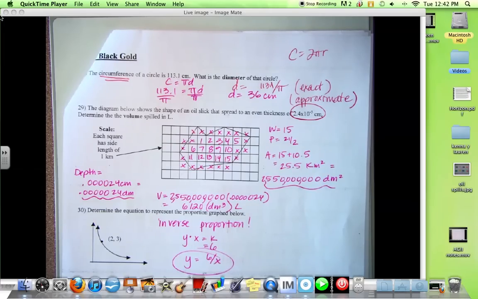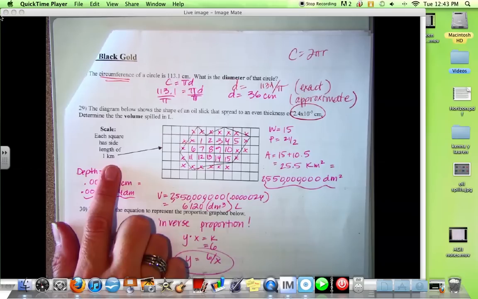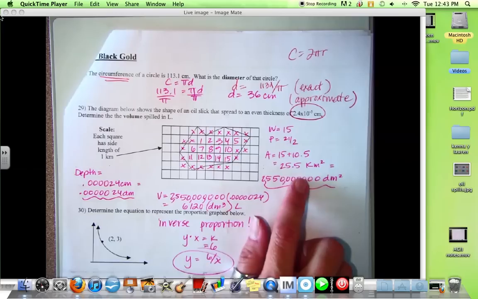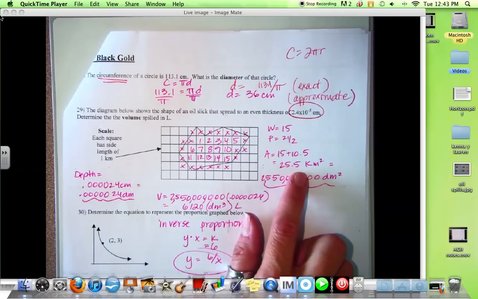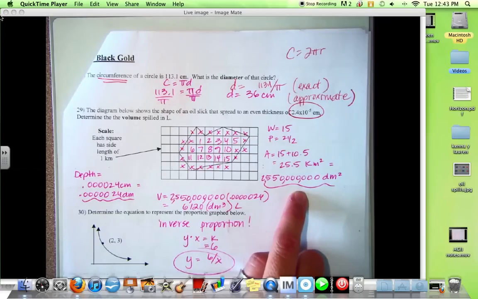29. Determine the volume. I have 15 wholes, 21 partials. So that gives me 15 plus 10.5. And each square has a side length of 1 kilometer. So that means each square has an area of 1 square kilometer. So the area is 25.5 square kilometers. Change it to decimeters, and you get 2,550,000,000 decimeters squared.